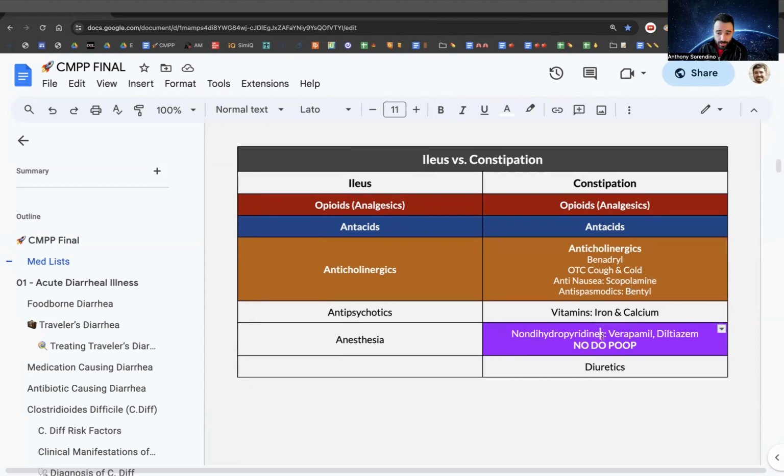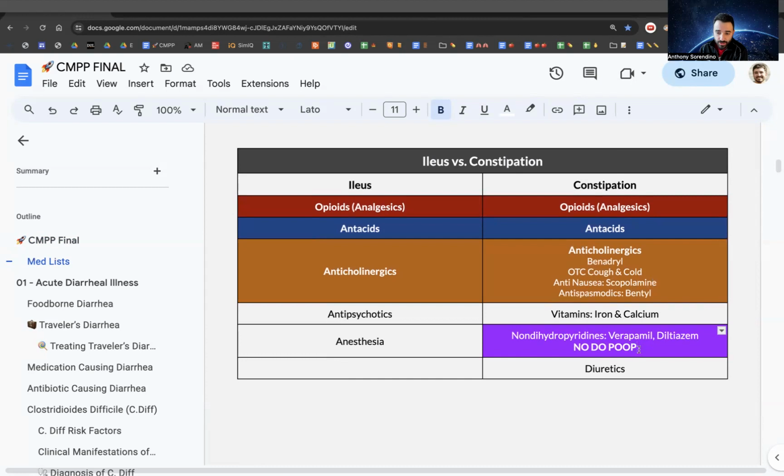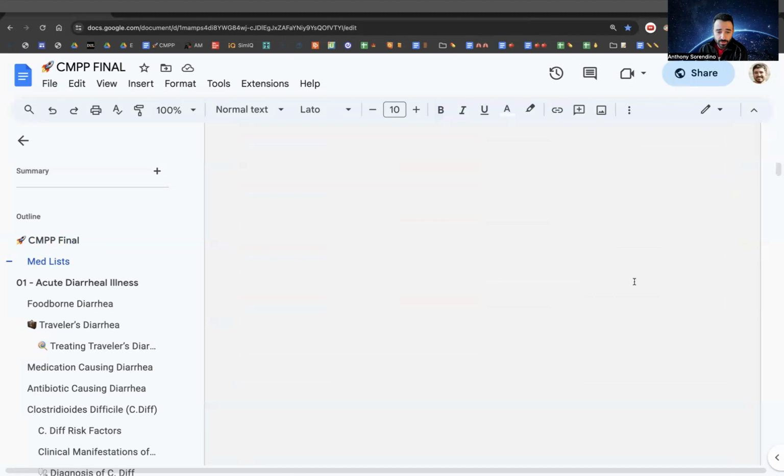I think a big one there is going to be the non-dihydropyridine. So it's like, what are verapamil and diltiazem doing in a GI lecture? She even gave us a mnemonic for this: no do poop. So know that for constipation. She wants us to know these as well, the anticholinergics. So Benadryl, over-the-counter cough and cold, anti-nausea, and then Bentyl. So definitely going to be a couple of questions on that.